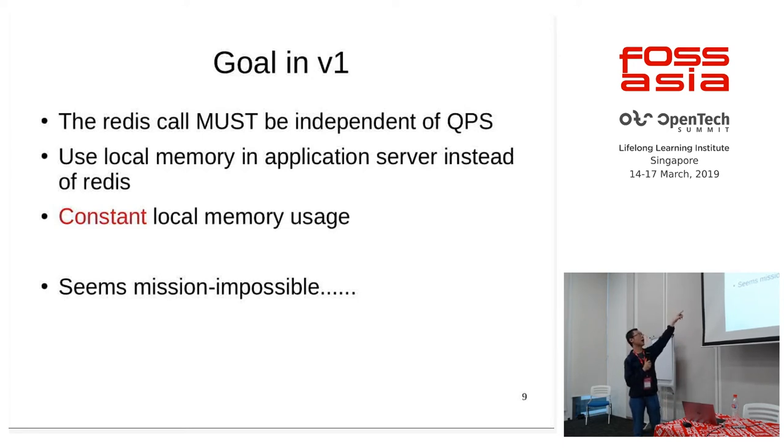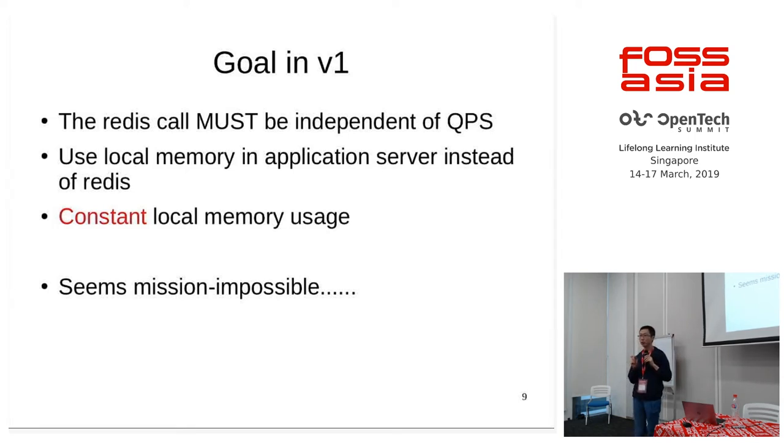First, I repeat our goal. Redis is one of our key components in the back end. It must be protected against such bursts of traffic. It means that no matter the QPS, our Redis must be protected from such burst of traffic.